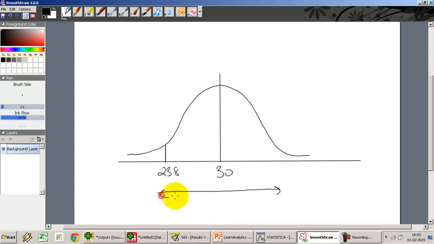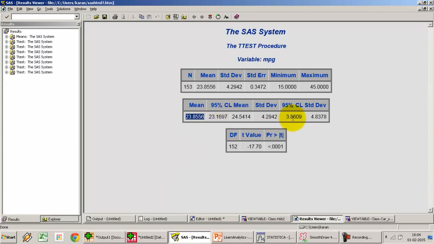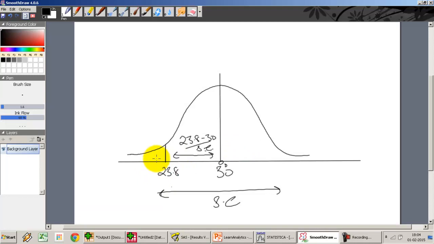We have the standard errors which separate the two. So this is separated by 23.85 minus 30 divided by the standard error. So this will be at zero standard errors, and this will be, let's say, at the number of standard errors I see in the t value, 17.7. So this is about 17 standard errors away from here. So what does this p-value essentially mean?